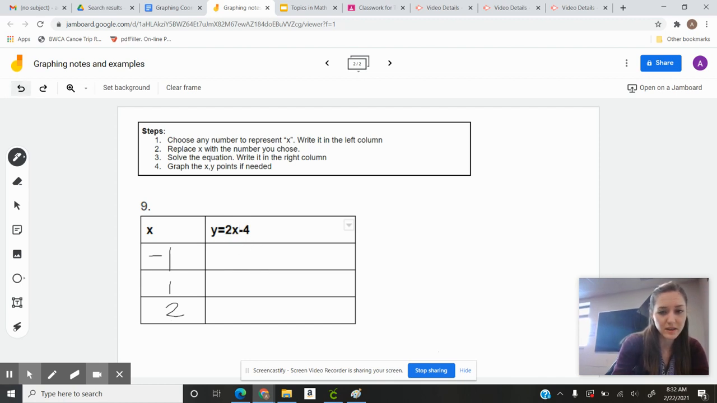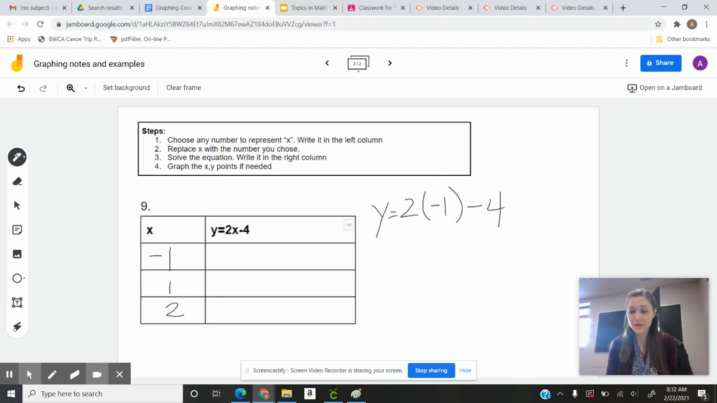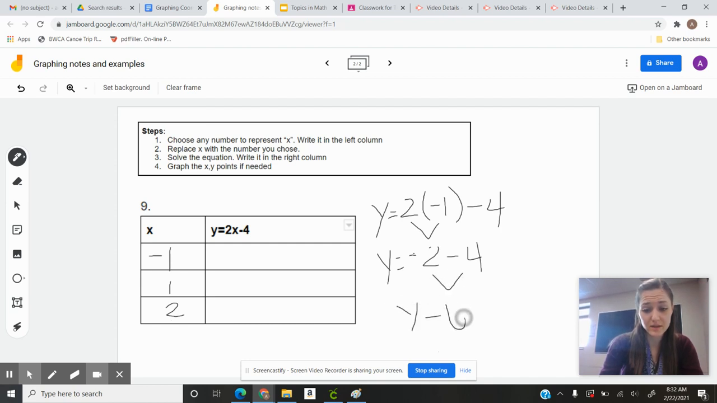Okay, so I am going to take this -1 and put it into the formula that they gave me, y equals 2x minus 4. Here's my x, so I'm going to replace that with a -1. Now remember with your order of operations, you want to do multiplication before you do subtraction or addition. So I need to do this multiplication first. 2 times -1, -2. And then I copy down whatever is remaining in my formula. Okay, now I take this -2 minus 4, and that is -6. And that's what I put right over here.